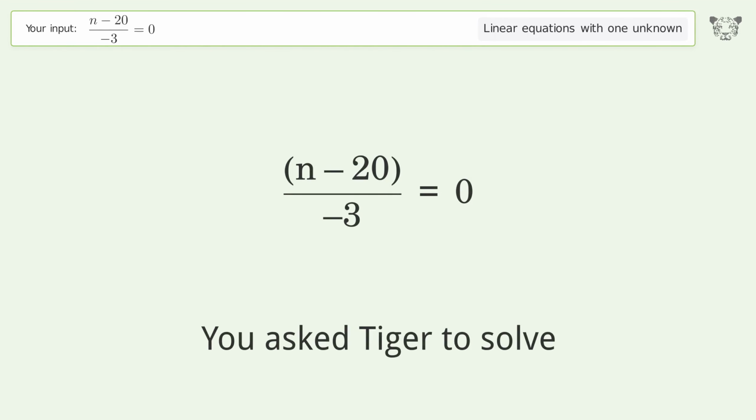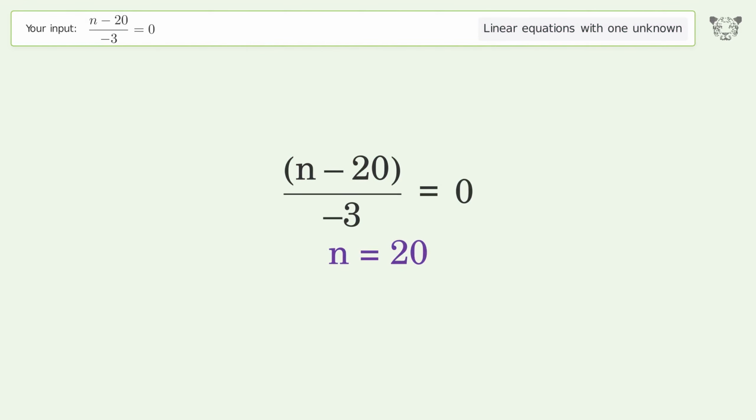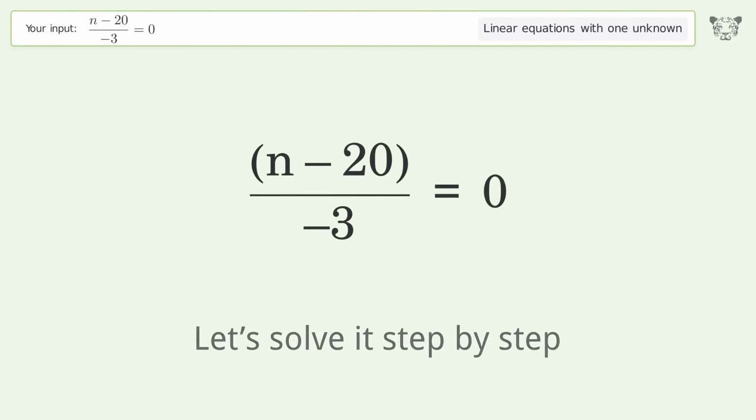You ask Tiger to solve. This deals with linear equations with one unknown. The final result is n=20. Let's solve it step by step.